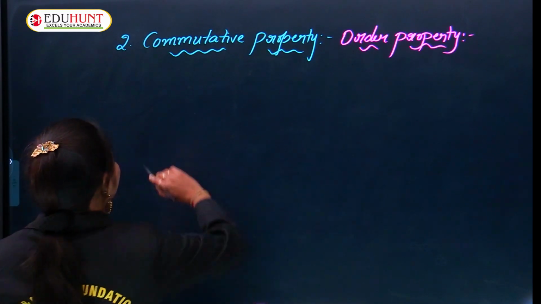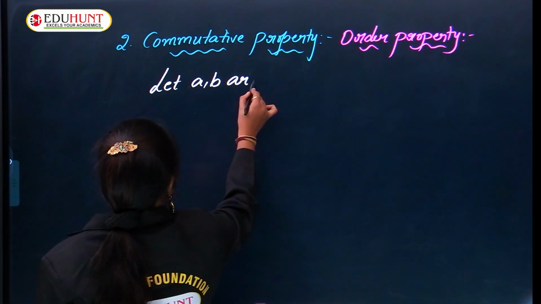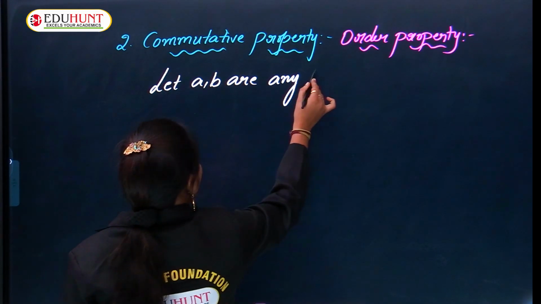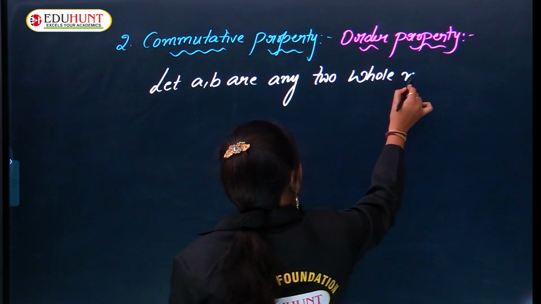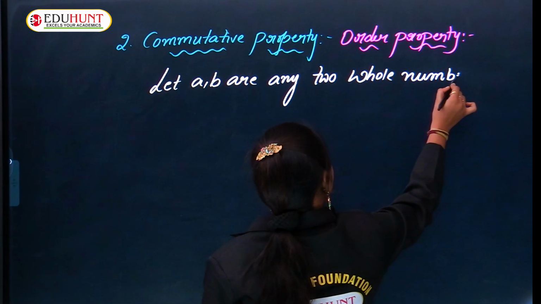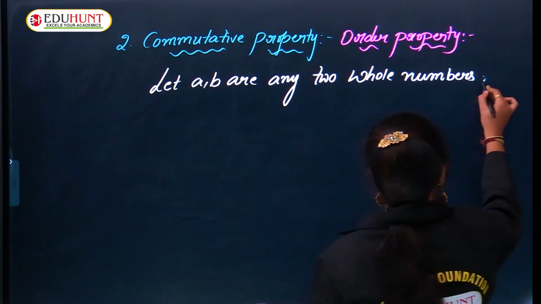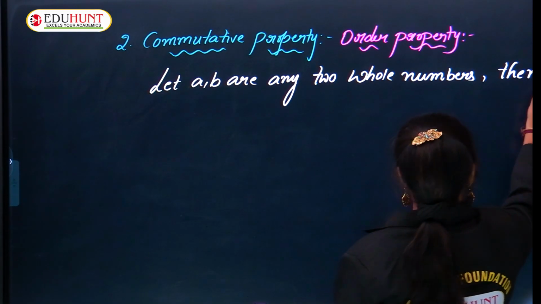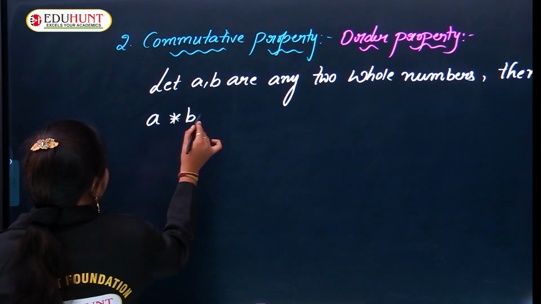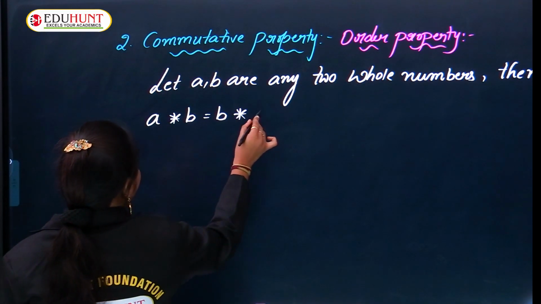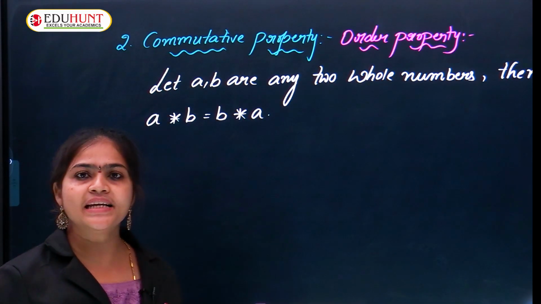Understood? See that. Let A comma B be any two whole numbers, then here the condition is A star B is equal to B star A. Understood? The condition is A star B is equal to B star A.